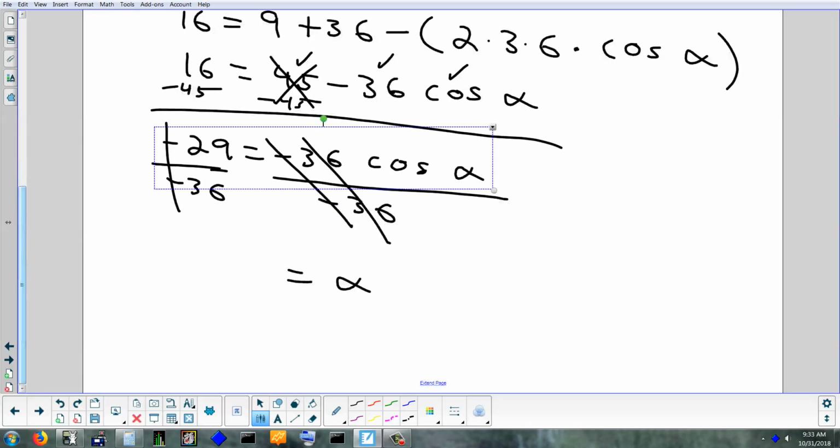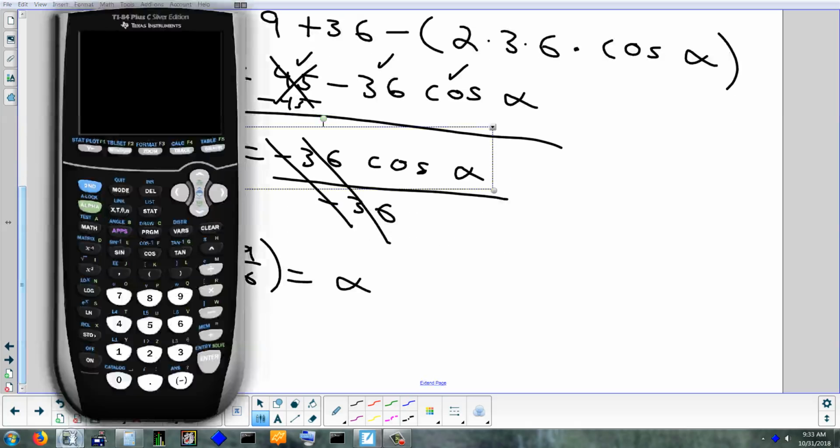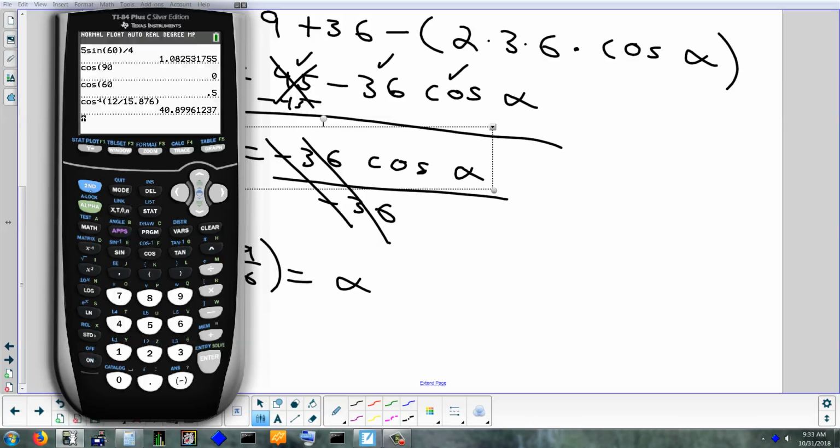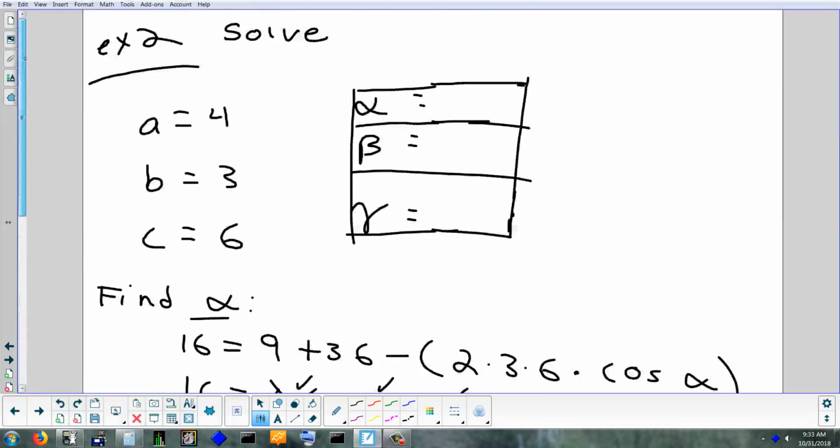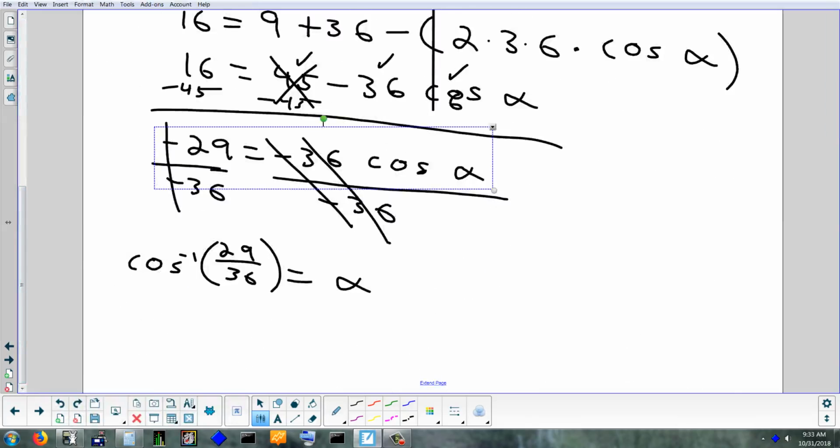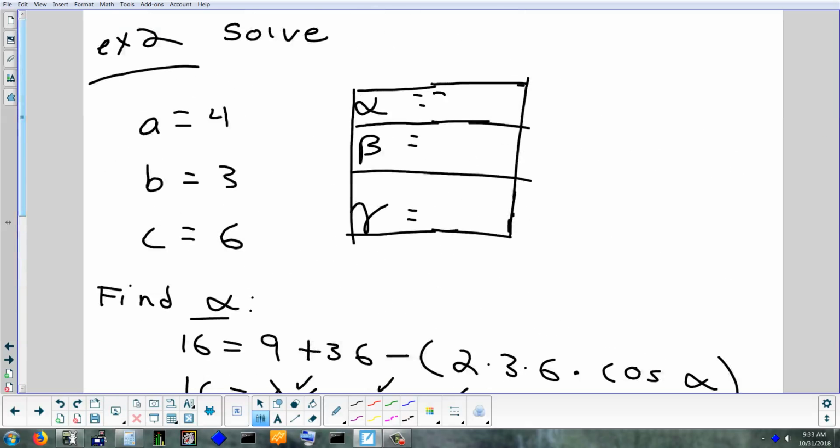Last step, I kind of already just said it, but how do we get alpha by itself? Inverse cosine. 29 over 36, and let's see what we get for alpha. So second inverse cosine, 29 over 36, and we get 36.336. Let's try again. 36.336. All right.